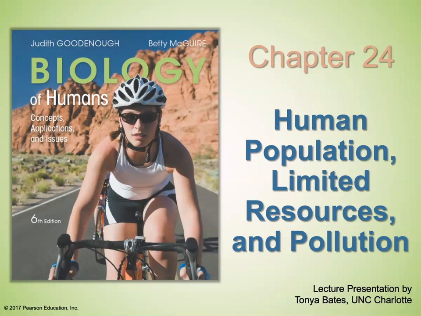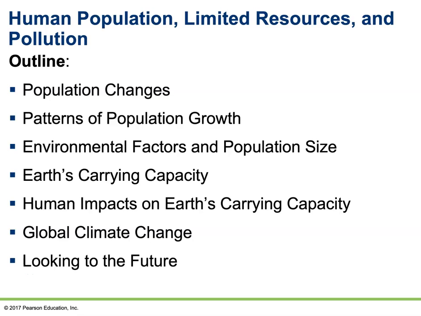Chapter 24, Human Population, Limited Resources, and Pollution. In this chapter, we're going to cover population changes, patterns of population growth, environmental factors in population size, the Earth's carrying capacity, human impacts on carrying capacity, global climate change, and looking into the future.